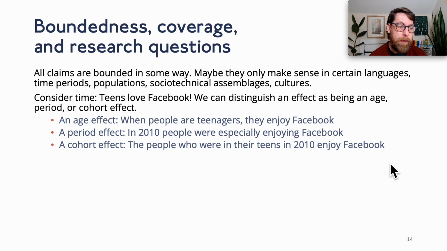Now that might be different from a cohort effect. The cohort effect might also be real. The people who were in their teens in the 2010s would be in their 20s now. Maybe they liked Facebook back then and they still like Facebook even if the teens today aren't into it and go to TikTok or Instagram. So the cohort effect would be that particular group of people moving through time, sticking with that relationship. A period effect would be the buzz for everybody at the time, and an age effect would be as people themselves age, they become more or less interested in certain things. All of these are ways in which you need to bound your research question.